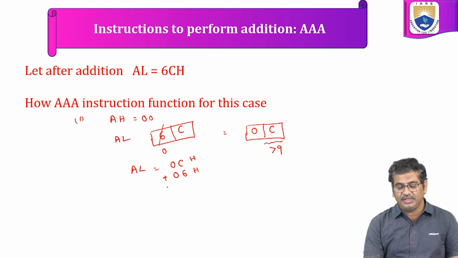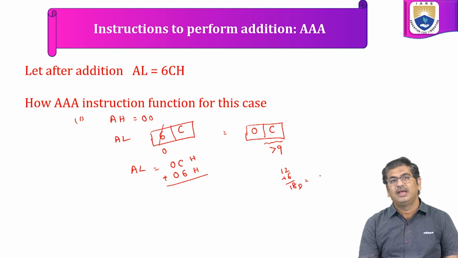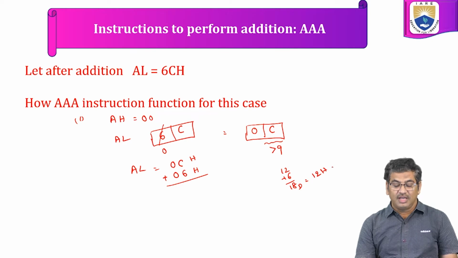The data here is in hexadecimal format. C in hexadecimal has the equivalent decimal value 12. 12 plus 6 is 18. It is in decimal format. In hexadecimal, it will give us 12H.